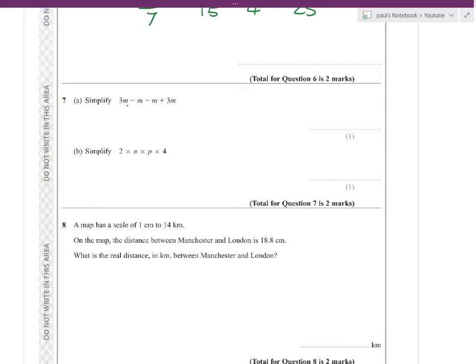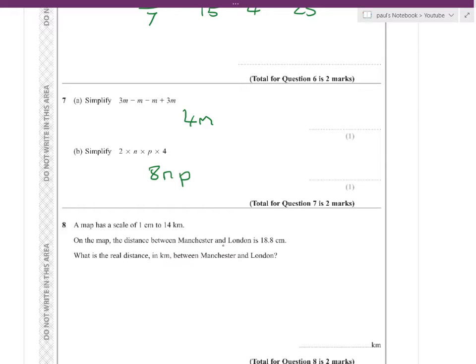So a bit of algebra, lots of m's. So 3m, take away that is 2m, just 1m, plus 3 is 4m. How are we doing so far? Alright, keeping up, good. 2 times n times p times 4 is 8np. A map has a scale of 1 centimetre to 40 kilometres.